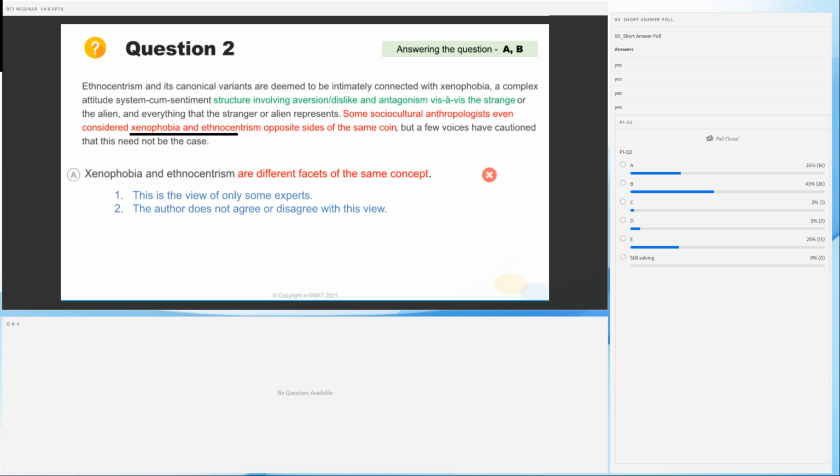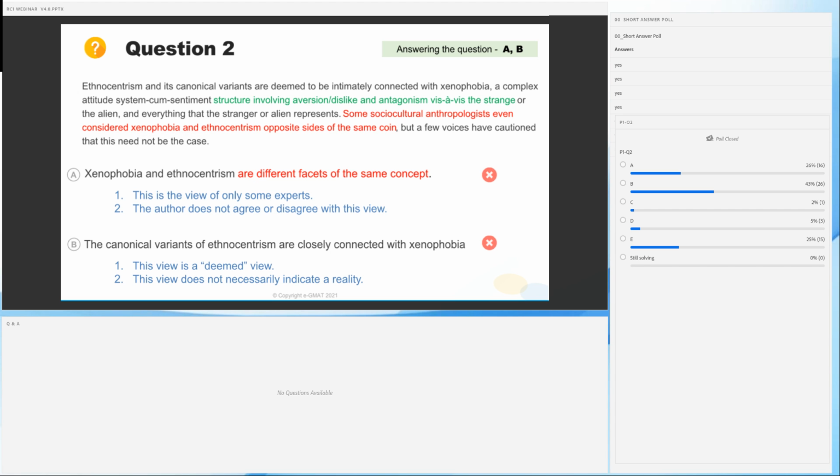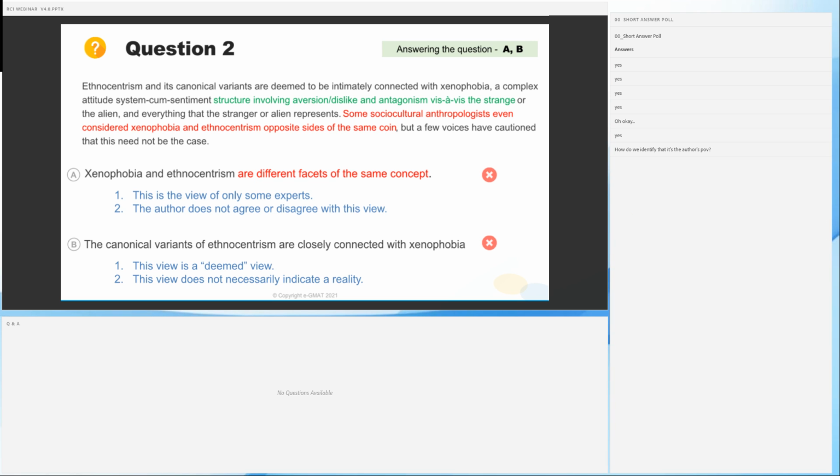Now, is this the author's view? Absolutely not. The canonical variants of EC are intimately linked with XP. Is this the author's view? Or is it the deemed view? No, it's not the author's view. It's the deemed view. It doesn't indicate a reality. The author doesn't 100% believe in it. People who marked this, do you now know where you made a mistake?